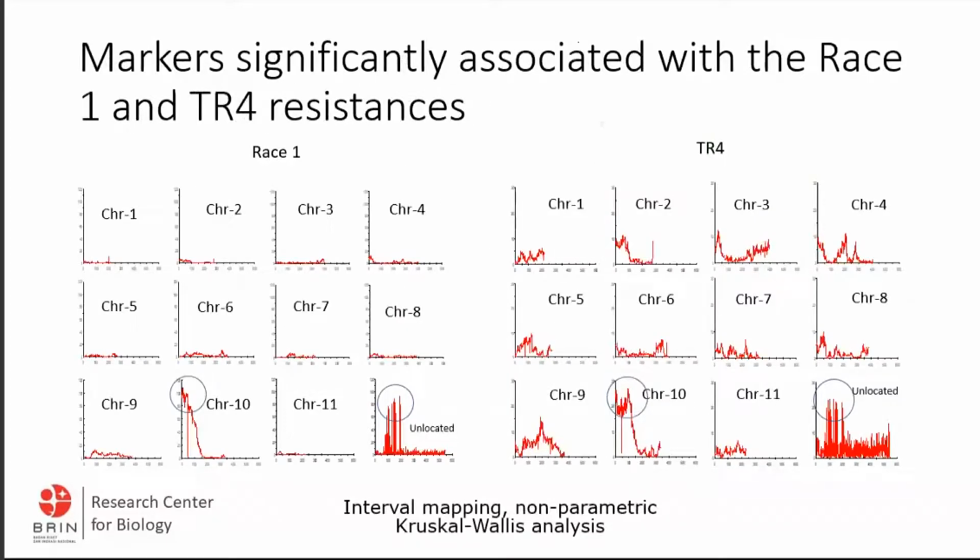And to see the marker associated to the resistance, we would like to know which chromosome pair is resistant. We did the interval mapping, and then we set the threshold of the LOD, and we found that the markers that are above the LOD are found on chromosome 10, that indicate the resistance of the RIS1 and tropical RIS4 is on chromosome 10.